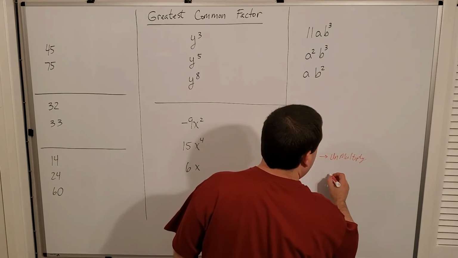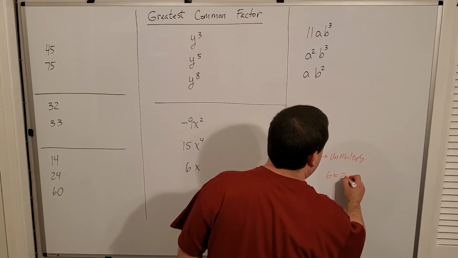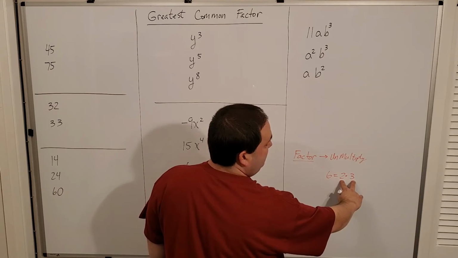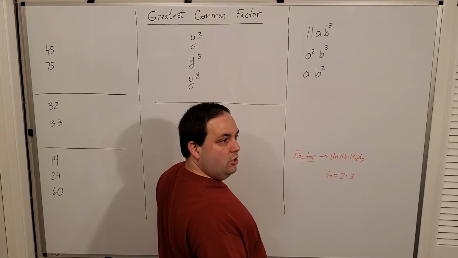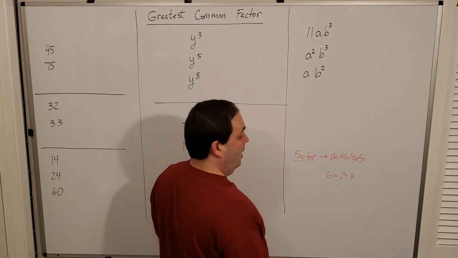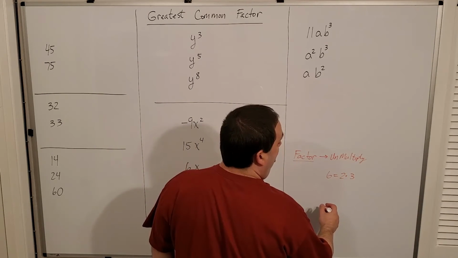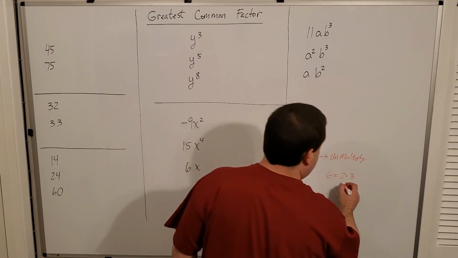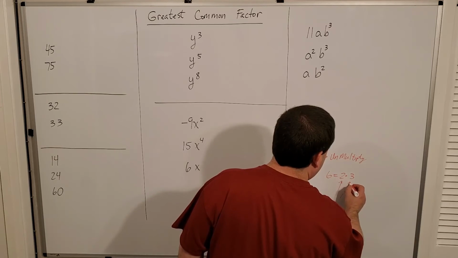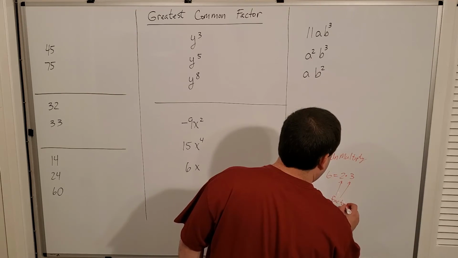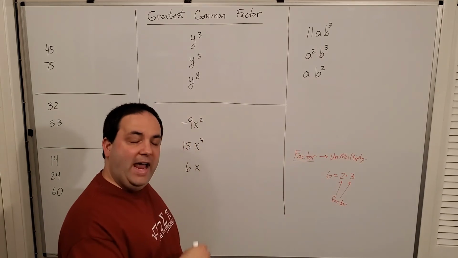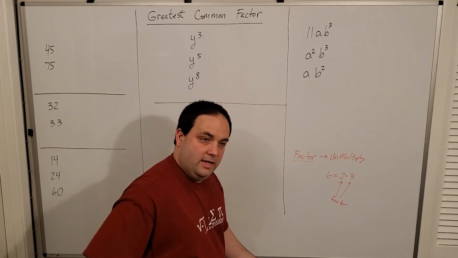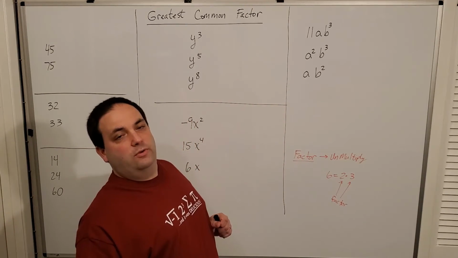So, for example, 6 is equal to 2 times 3. 6 is what I started with. 2 times 3 is what I factored it into. Notice I didn't actually write a division, right? Then 2 and 3 are the factors of 6, okay? So each one of these is a factor, and I have factored the 6, okay? So the factor is a noun, to factor is also a verb.